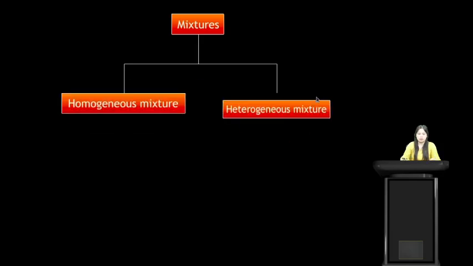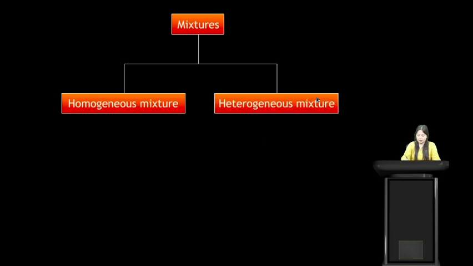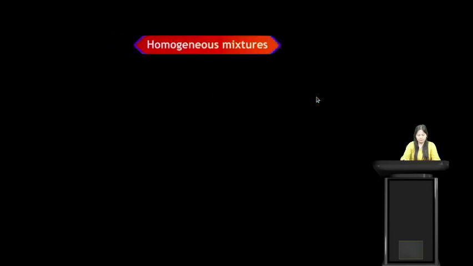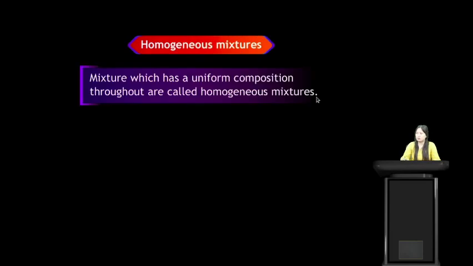So mixtures generally are of two types. One is the homogeneous mixture and the second is the heterogeneous mixture. Homo means same and hetero means different. So in a homogeneous mixture the composition will be the same throughout, whereas in a heterogeneous mixture the composition will not be uniform or the same throughout. A mixture which has uniform composition throughout is called a homogeneous mixture.